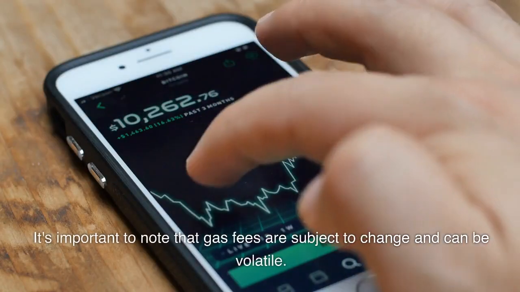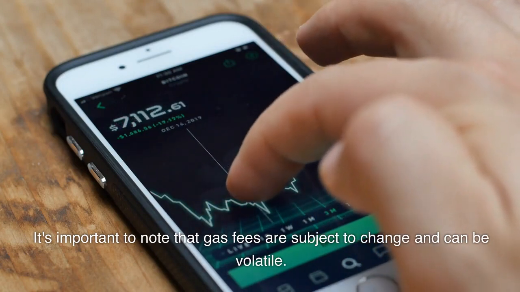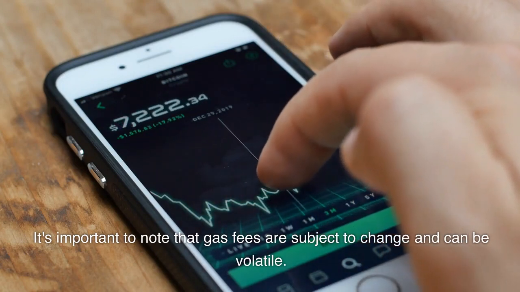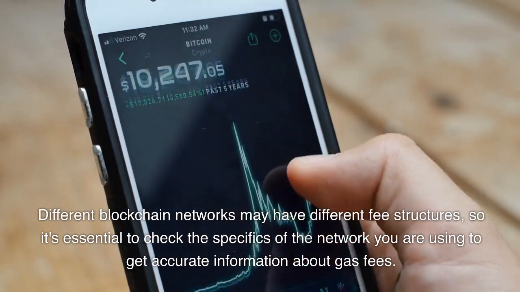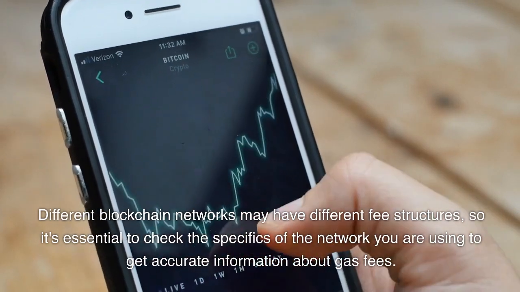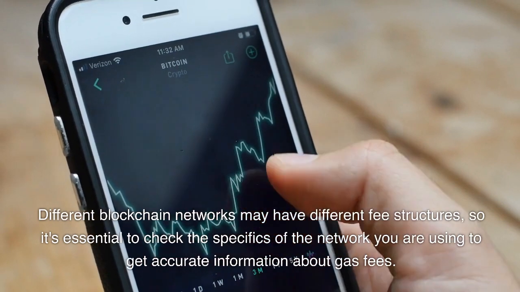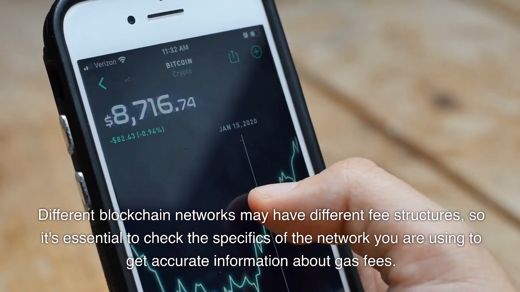It's important to note that gas fees are subject to change and can be volatile. Different blockchain networks may have different fee structures, so it's essential to check the specifics of the network you are using to get accurate information about gas fees.